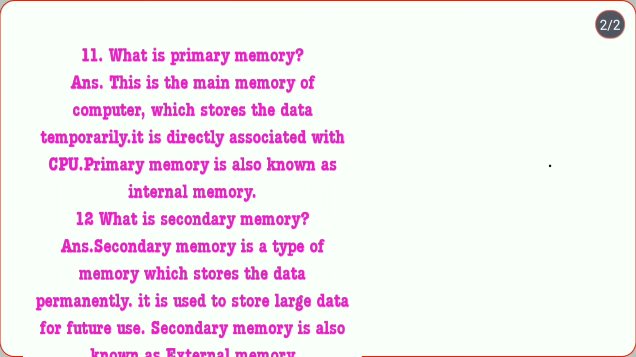What is secondary memory? Secondary memory is a type of memory which stores the data permanently. It is used to store large data for future use. So secondary memory is also known as external memory.